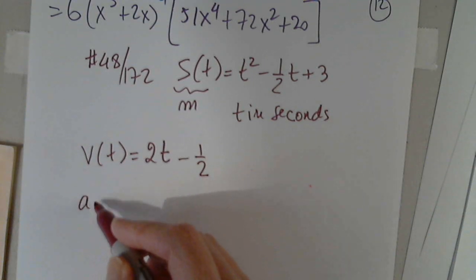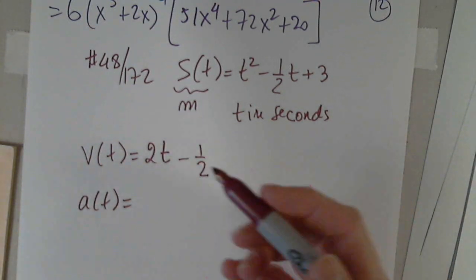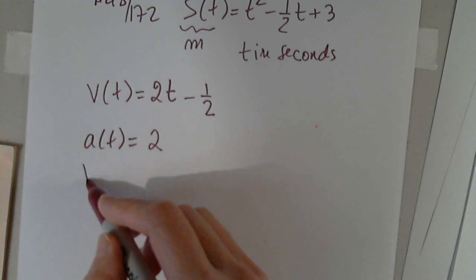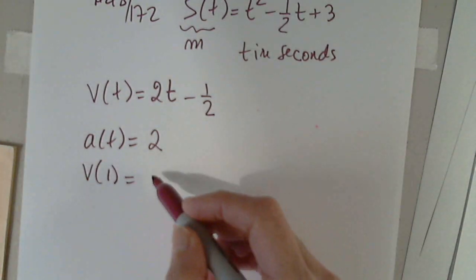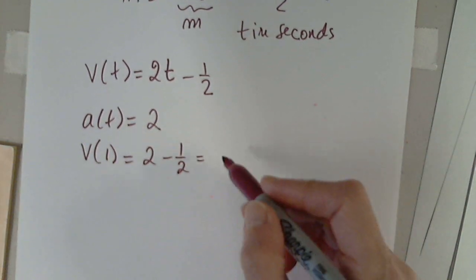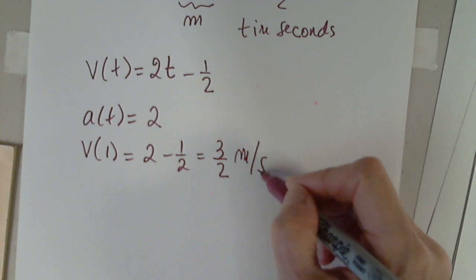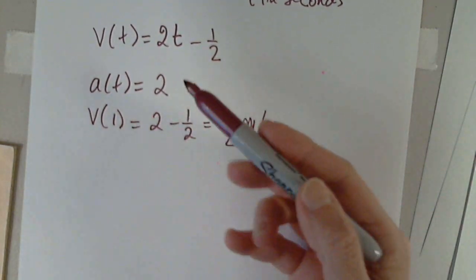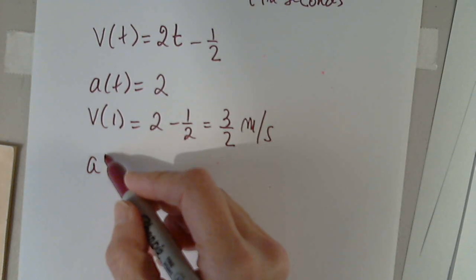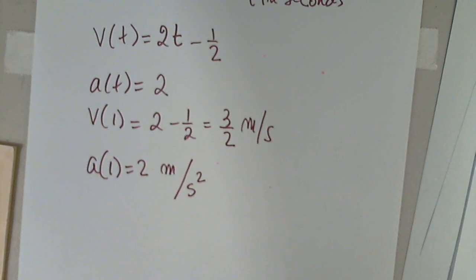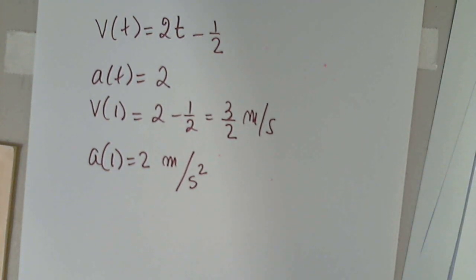Then we are asked to find the acceleration. I'm going to differentiate the velocity and just get 2. The velocity and acceleration when t equals 1. So v of 1 will be 2 minus 1/2, which is 3/2, and the measurement unit is meters per second. But the acceleration, no matter what I plug in, it's still 2. So a of 1 is 2, and this is meters per second squared, because it's a rate of change of velocity with respect to time.